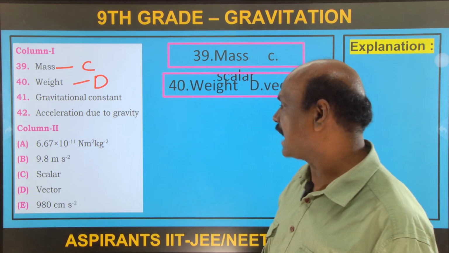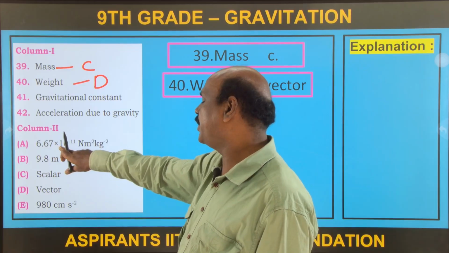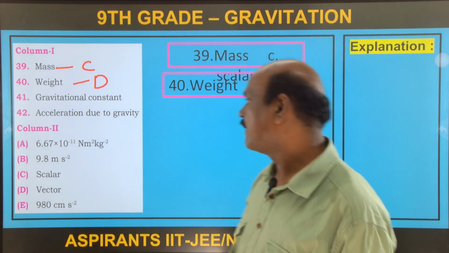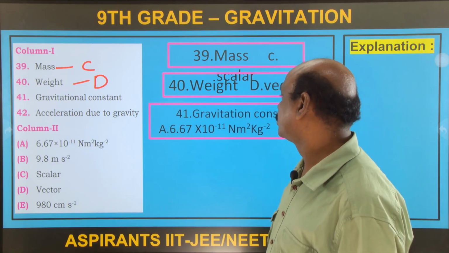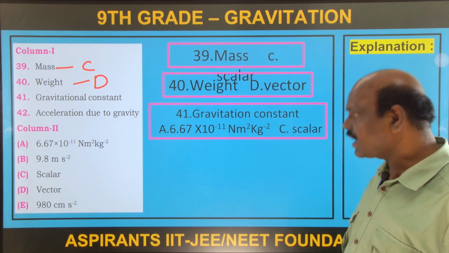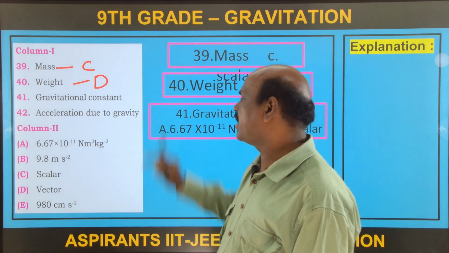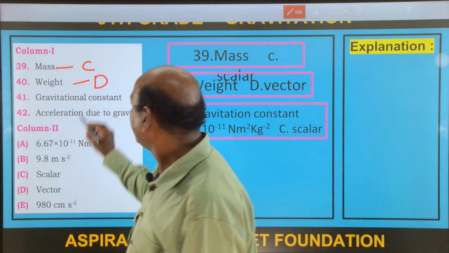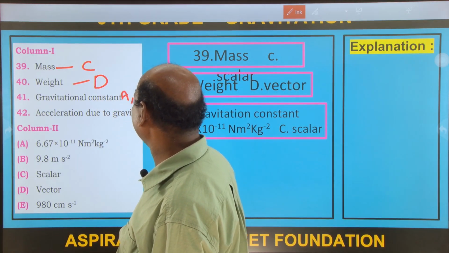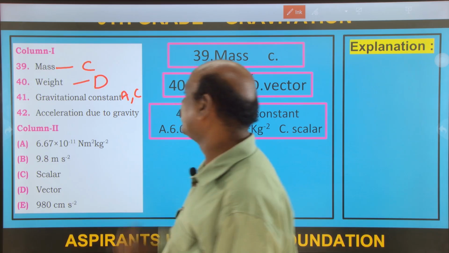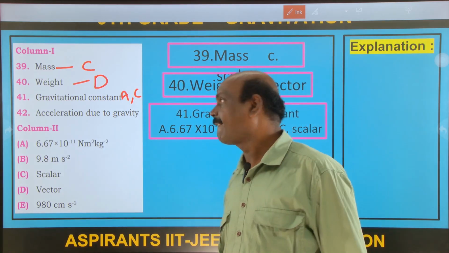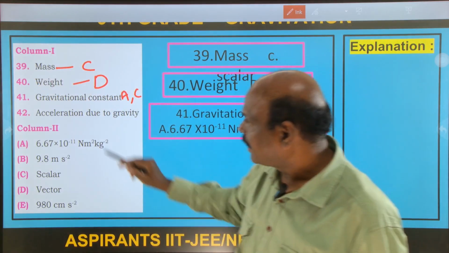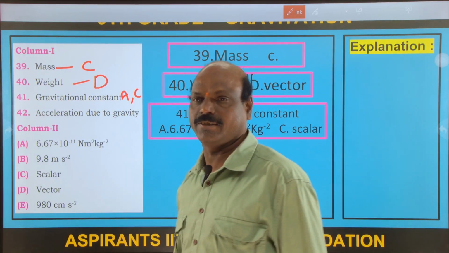And you know that the universal gravitational constant is 6.67 × 10^-11 newton meter square per kg square. So option A. Here you can see that this universal gravitational constant is also a scalar. So for this we consider the options A as well as C, where we call multiple answers. And C, you see, for 39 option C is there, and also for 41 also C is there.